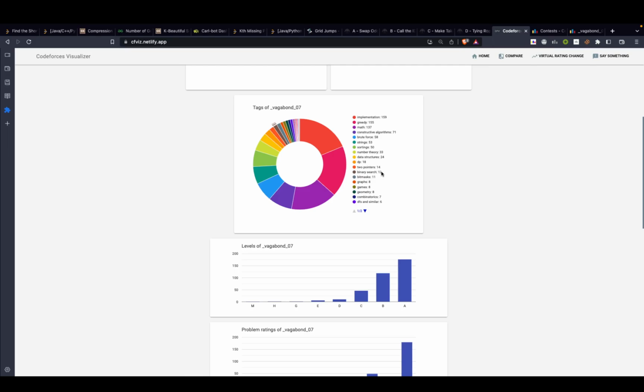Constructive algorithms you have already done 71 questions, but looking at your graph I feel that you are not able to solve B in a short span of time. B should be very quick. For that you can practice more constructive problems and more greedy problems. You have already solved a lot, but if you solve more, the time you take to solve the B problem would decrease, and that's something we want, right? So you can do that.